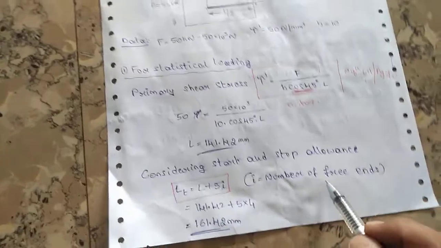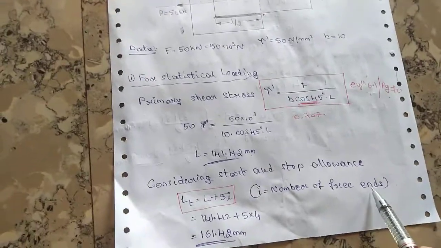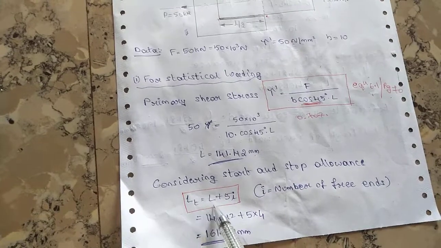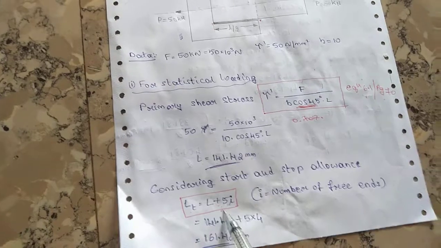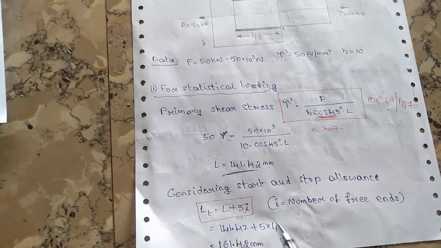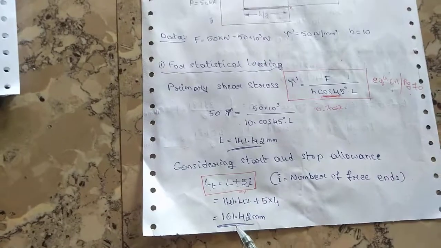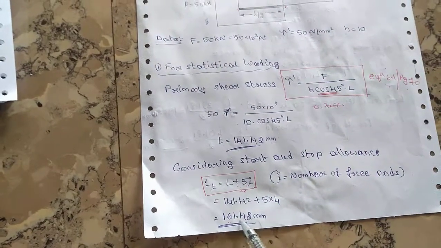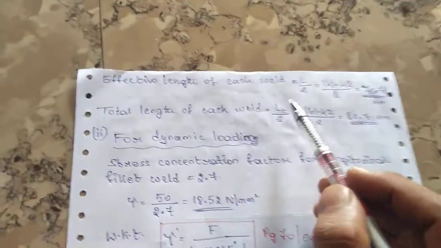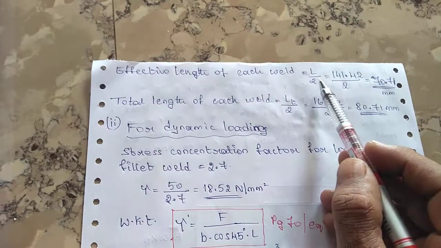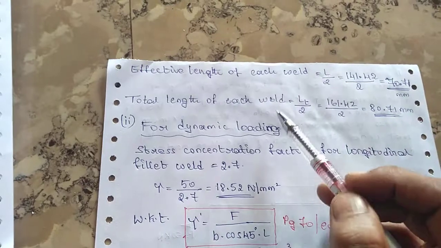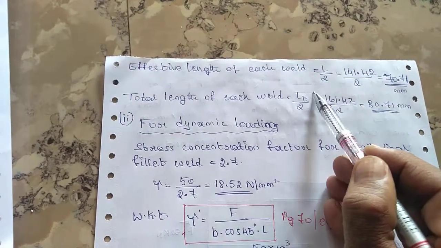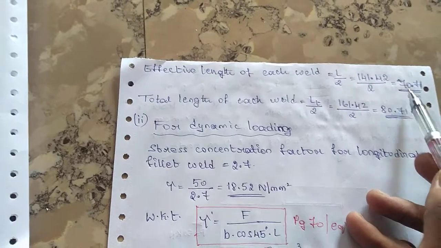The number of free ends, that is calculated as LT equal to L plus phi I. This is not in our data handbook, but you have to remember this one. You have to add this. Substitute the values and you will get this LT value as 161.42 millimeter. Now, effective length of each weld, we have to find the effective length. So we have L value divided by 2 for both sides, one upper side and another lower side.